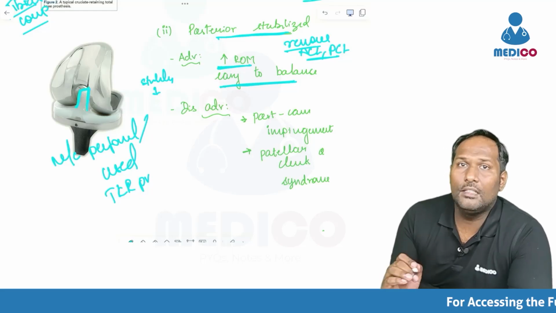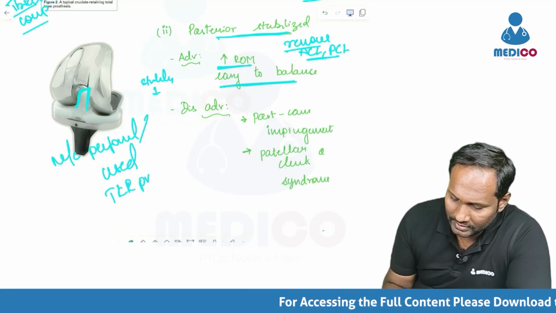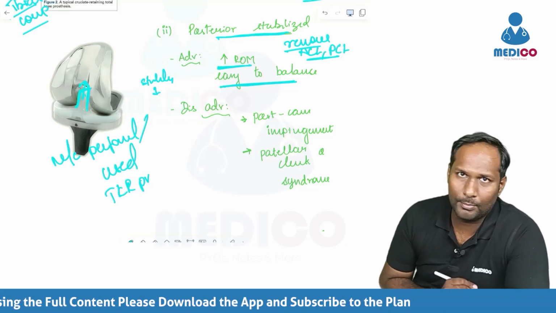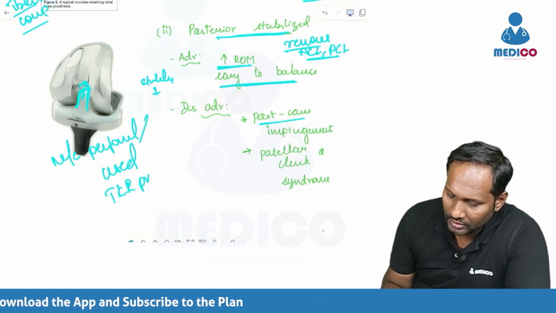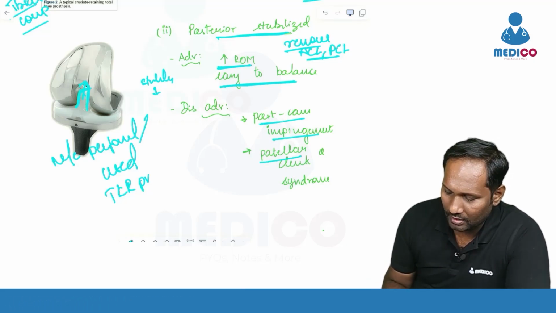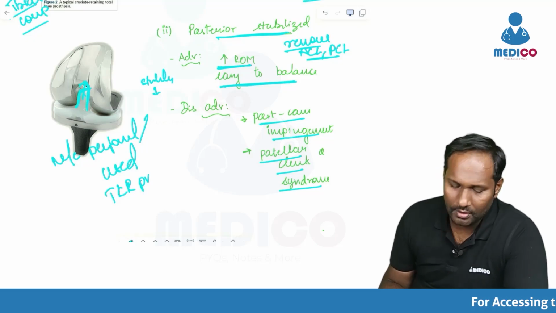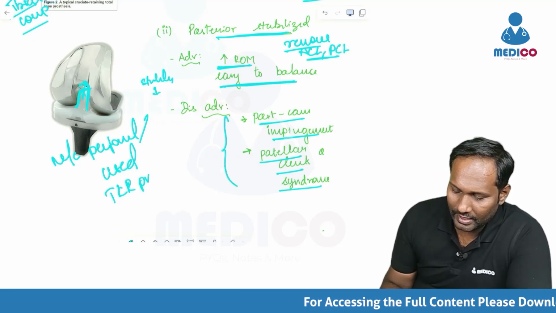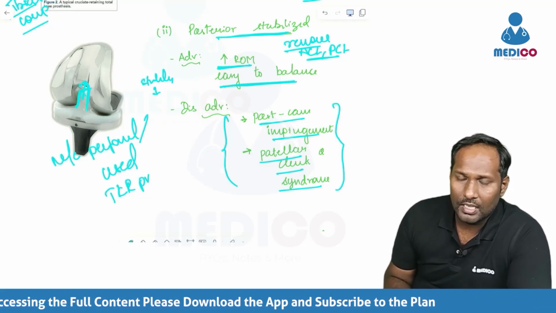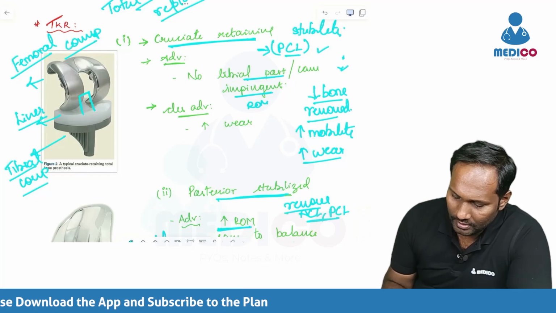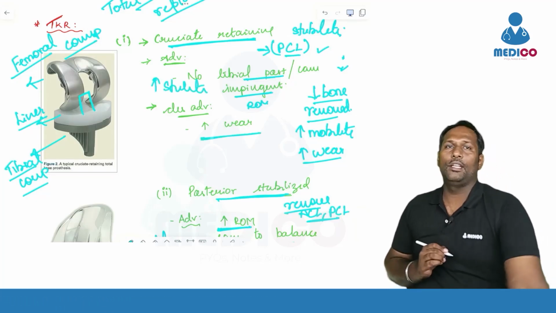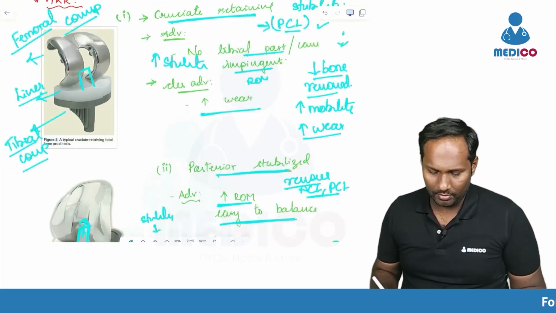So this is the most commonly performed or used TKR prosthesis. The big disadvantage is that because of this cam, it has a chance to impinge or hit against the femoral component. That is called post cam impingement, and the sound when it releases is called patellar clunk syndrome. This is the major disadvantage of posterior stabilized, but the main advantage is increased ROM. Here, in the cruciate retaining, you're going to have more stability. The advantage is increased stability, but the disadvantage is increased wear because of increased stability, right?